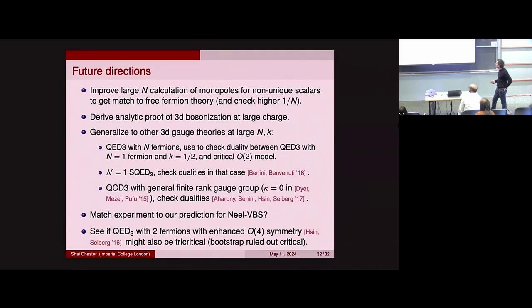And finally, there's a somewhat analogous story of QED3 with two fermions. It's supposed to have enhanced O(4) symmetry. This original claim that it was critical from the SU(2) cross U(1) perspective was ruled out by the bootstrap, analogously. But maybe here too, in fact, it's tricritical. And so maybe here too, one can actually show that this theory makes sense with enhanced symmetry, just that it's tricritical. Okay, that's it.